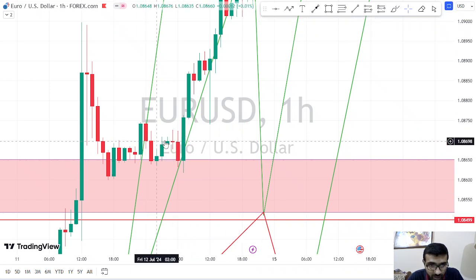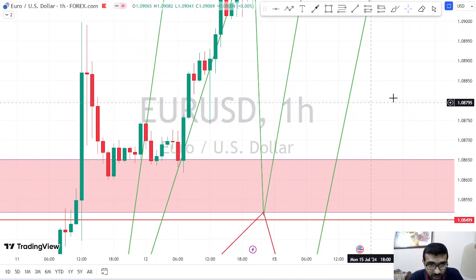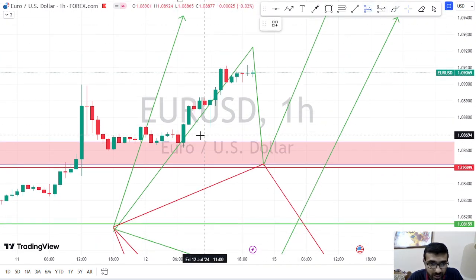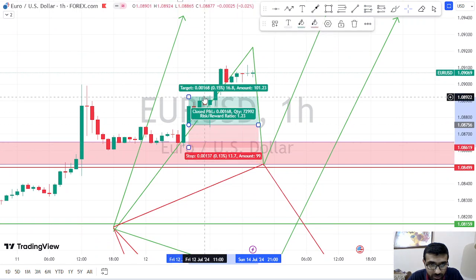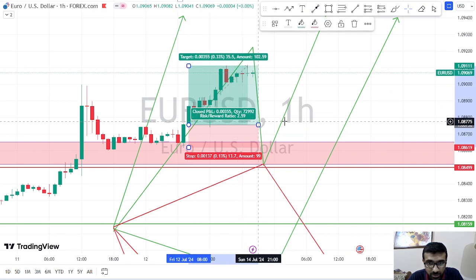Okay, and then again market tested our area of major support and closed with a big green candle over here. So from here we could again take a buying entry like this. Our stop loss will be just below this previous candle, and our take profit will be approximately over here, giving us a 2.5% profit at least.